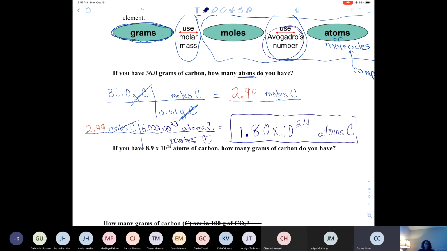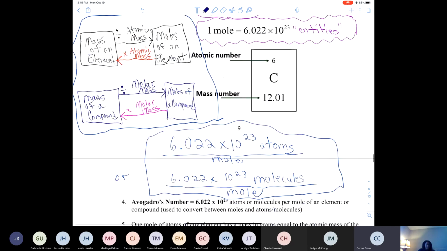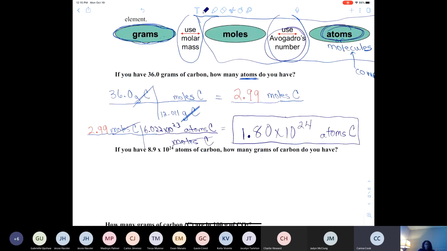The next example, we have 8.9 times 10 to the 24th atoms of carbon. So we're starting here at atoms, and we want to convert those atoms to grams of carbon. So we've got to calculate backwards. Therefore, in calculating backwards, we're going to convert the atoms to moles. That's our first step. And then moles to grams. That's our second step. So again, we've got a 2-step calculation, but this time we're going in the backwards direction.